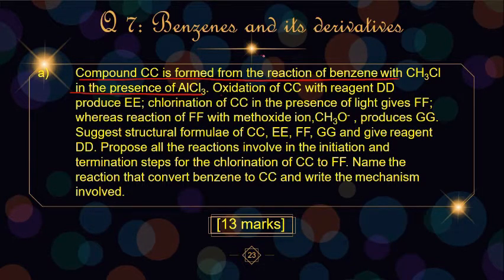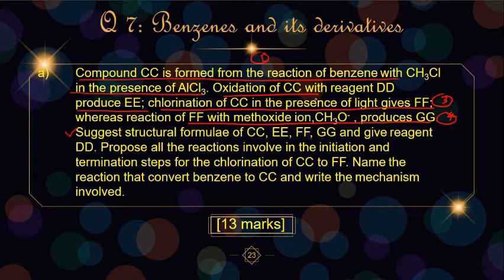Okay, the second one. The third one is chlorination of CC in the presence of light to give FF. Whereas the reaction of FF with methoxide ion produces GG, the fourth one. Okay, the question asks you to state the structural formula of CC, EE, FF, GG, and give the reagent DD. Okay, ini yang you kena settle the problem lah.